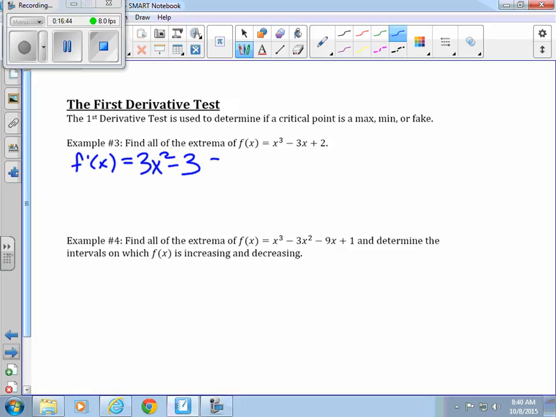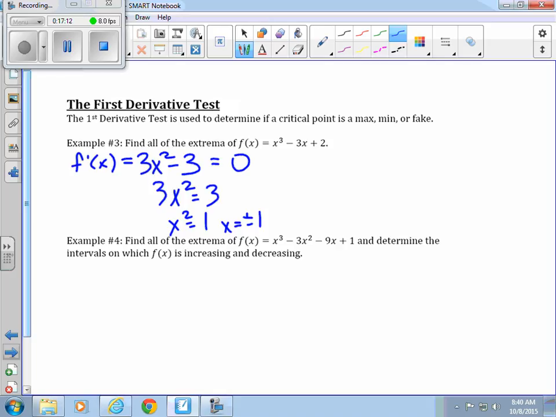I'm going to find when this is undefined or 0. Well, is it ever undefined? It doesn't have a denominator, so it's not undefined. So it could equal 0. Can I solve that equation? I could either factor or add the 3 over, whichever way you want to do it. x is positive or negative 1.